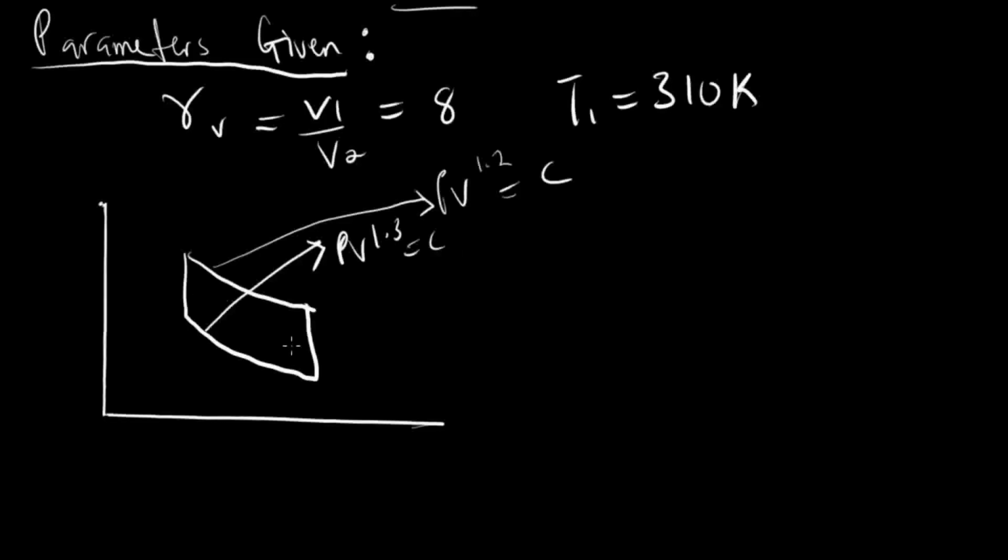Okay, this is 1, 2, 3, 4. Here V1 is equal to V4 as usual. This is your PV diagram. Here V2 is equal to V3.